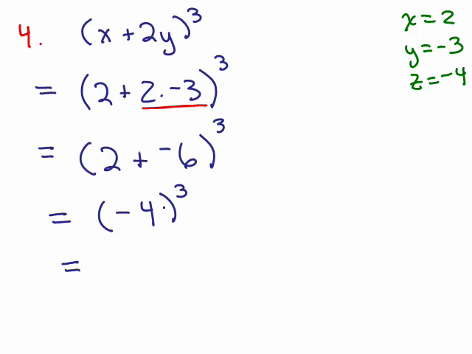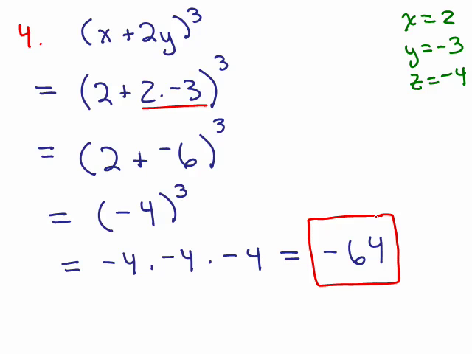All right, since you have a negative 4 in parentheses to the 3rd power, that means the base is negative 4. So you're multiplying negative 4 times itself 3 times. So you have 3 negative signs, so it's negative, and 4 times 4 times 4 is negative 64. And there you go.